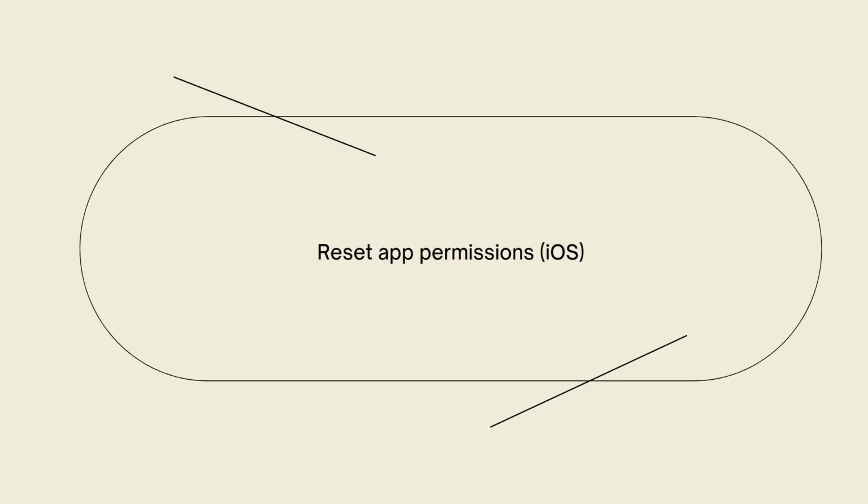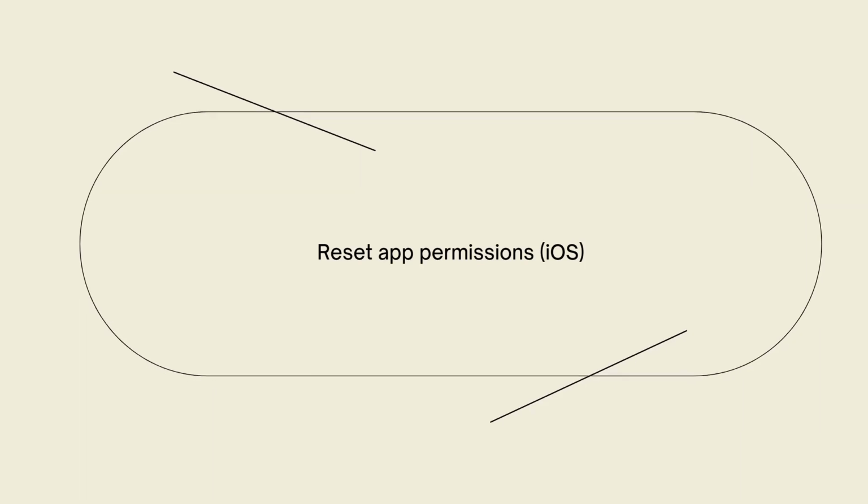Now, reset app permissions. If you are using an iOS device, you can try resetting the permissions for Pokemon Go. Go to your device's settings, scroll down and find Pokemon Go in the app list and tap on it. From there, you can reset the permissions or toggle them off and on again.